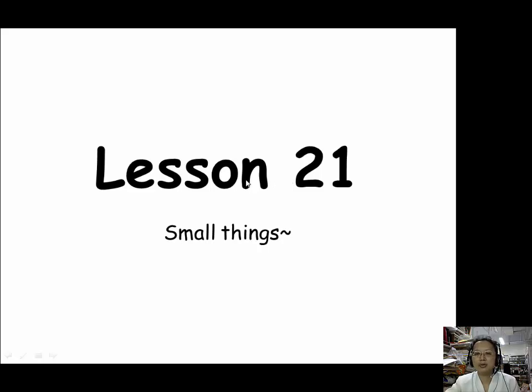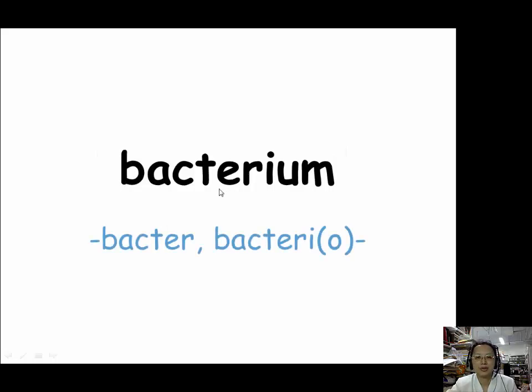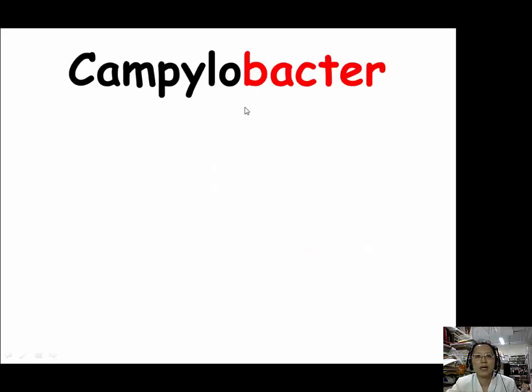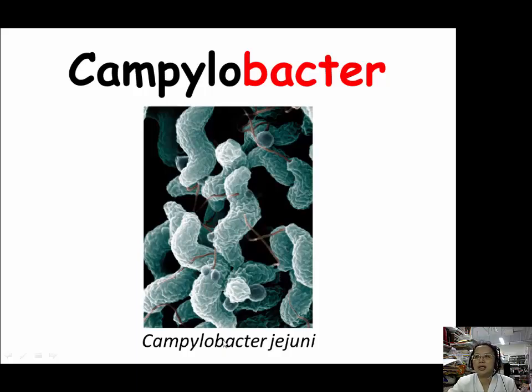Now let's move to lesson 21. For bacterium, we can use the suffix bacter, B-A-C-T-E-R, or the prefix bacterio, B-A-C-T-E-R-I-O. Our example for bacter is Campylobacter. Campylobacter jejuni is one of the most common causes of food poisoning in the United States. This is a species of bacterium that is commonly found in animal feces.